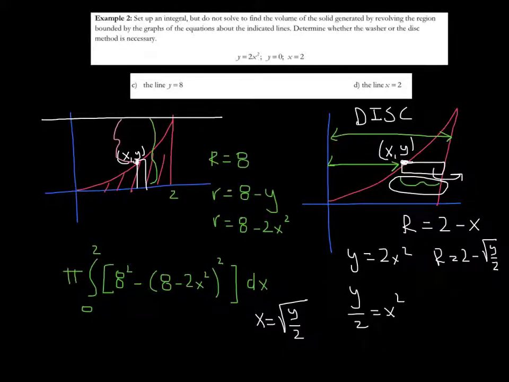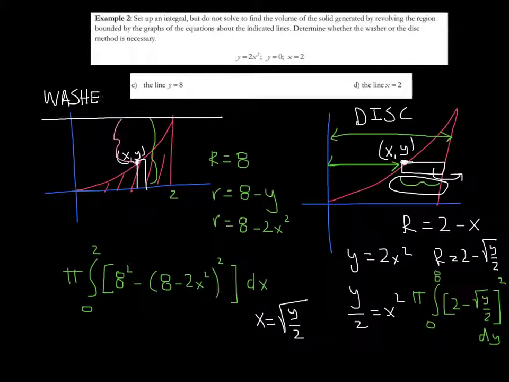And we're going to plug that into our washer formula, so it's going to be pi. And this is dy, so we're integrating from 0 to 8 of capital R squared. So this is going to be 2 minus the square root of y over 2, bracket, squared, running out of room, dy. All right, and that is the answer. Don't forget, this first one is a washer method, and the second one is a disk method.